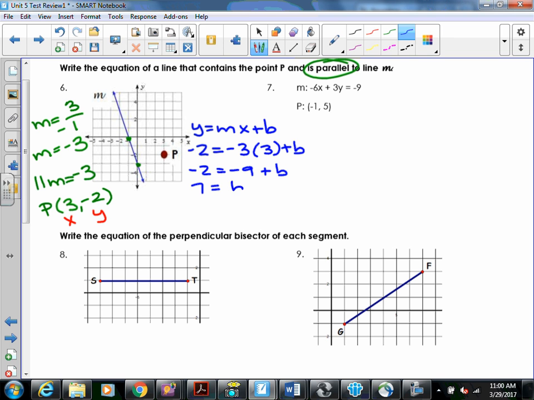7 is your b. So now, when we did this earlier, I told you you're going to plug into y equals mx plus b 2 times. This was the first time. Now, when we plug into y equals mx plus b, we're going to be writing our final answer. So y equals, okay, your m is still -3, x, plus your b you just found, which is 7. So your equation is y equals -3x plus 7.